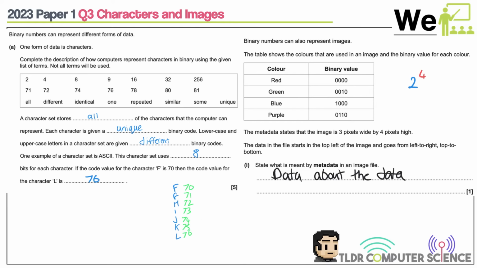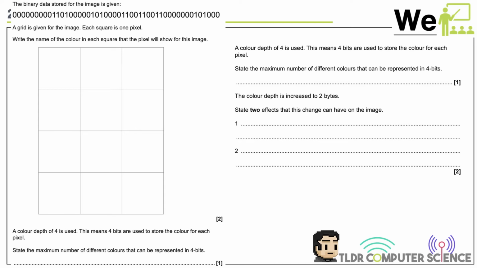Okay, on to the next question. Okay, guys, we have a raw stream of data here. And we have been given information about what these different ones and zeros count for. A grid is given for the image. Each square is 1 pixel. Write the name of the color. So what we'd have to do is split this into groups of what? 4. So I'm going to split it into 4s, and then we're going to turn each of those into a color. 000 is red. Oh, I did it in red. Red. What's next? Purple.